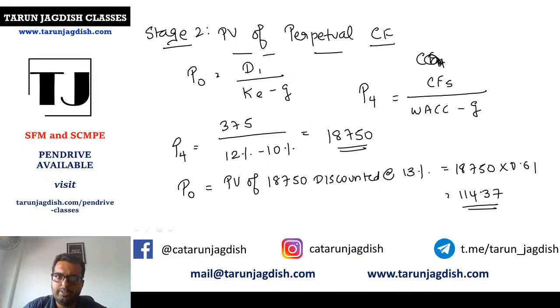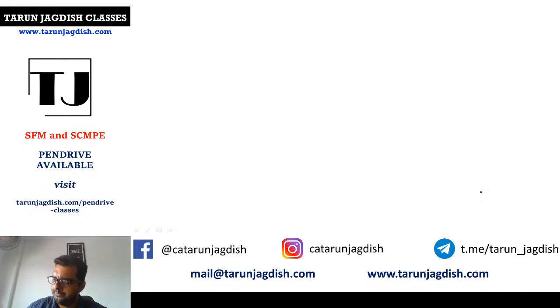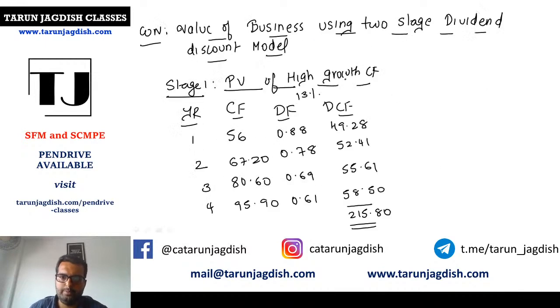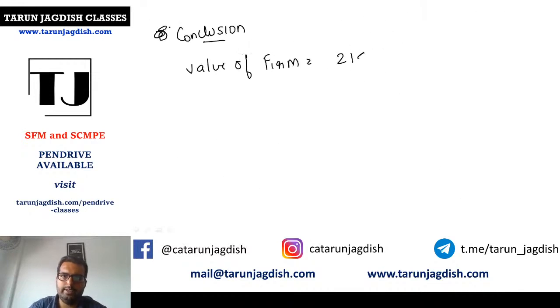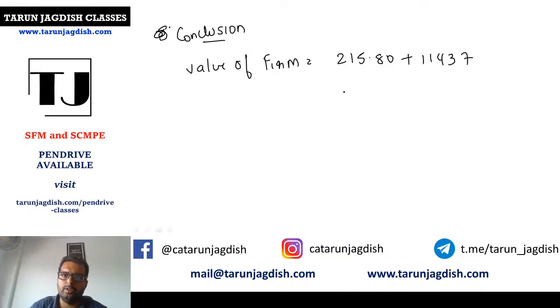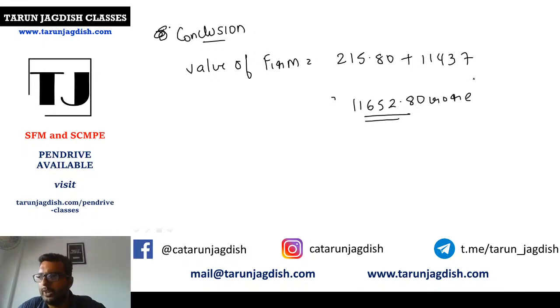Alright friends, once you are done with this, I will then write down the conclusion. Value of the firm is equal to 215.8 plus 11,437. I'll get the answer as 11,652.80 crores. Can you write down this and finish it off, friends?